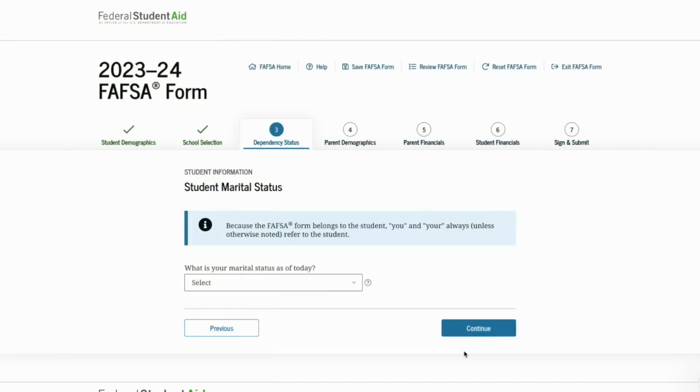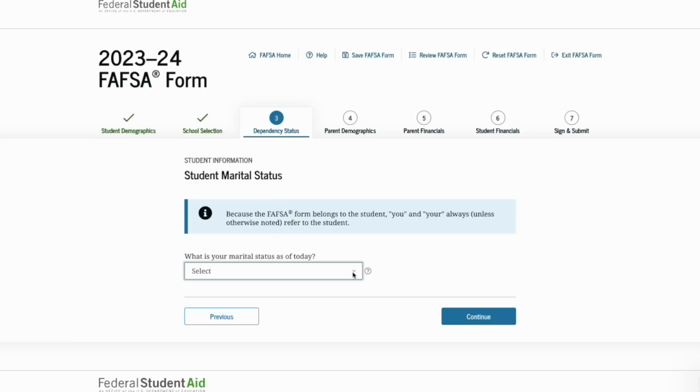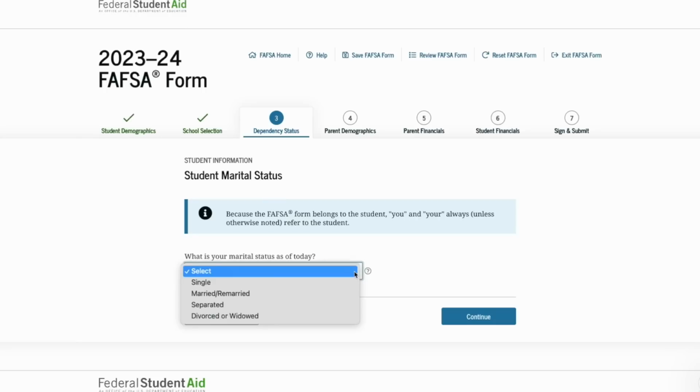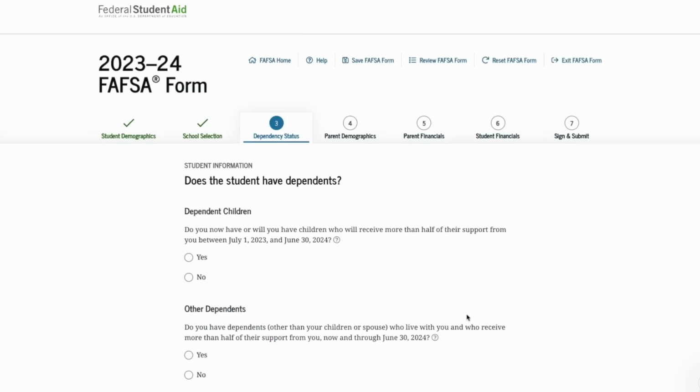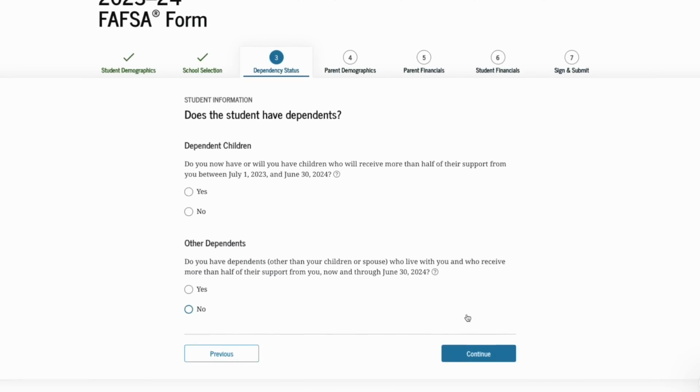We're on the third section now, which is about dependency status, which determines whether a student can apply for financial aid on their own or whether, to be considered for financial aid, they have to include their parents' information as well. So the first question is about the student's marital status. The second two questions ask whether the student themselves has either dependent children or other dependents.